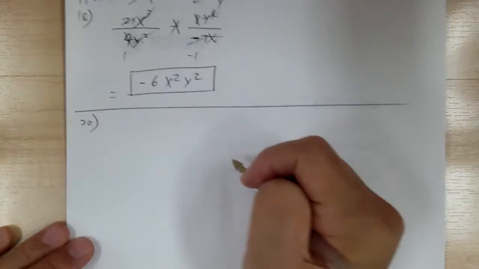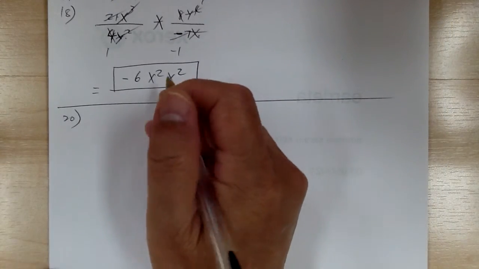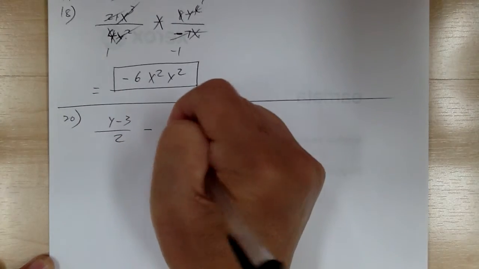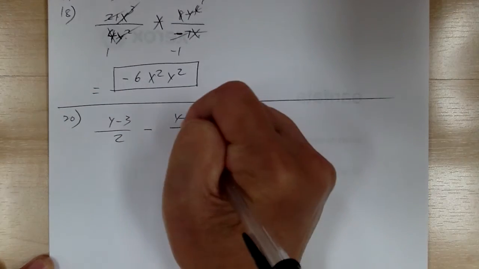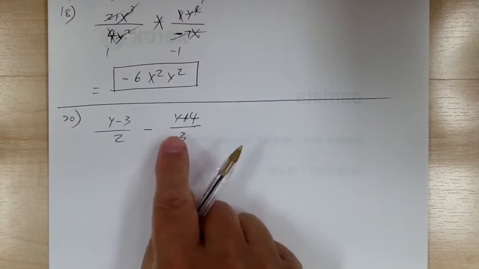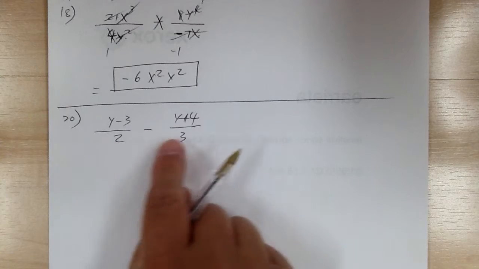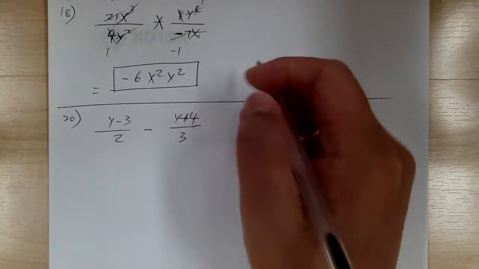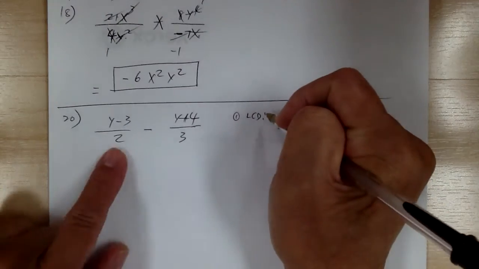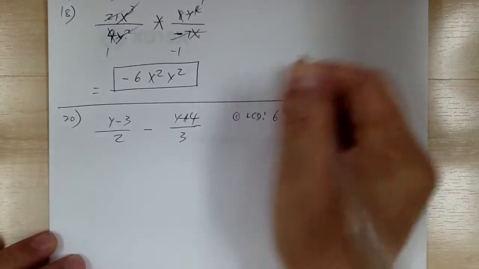Okay, number 20. (y − 3)/2 − (y + 4)/3. The first thing you need to check is a common denominator when you add or subtract. This one doesn't have a common denominator. So step 1, you have to get your LCD. The LCD of 2 and 3 is 6.